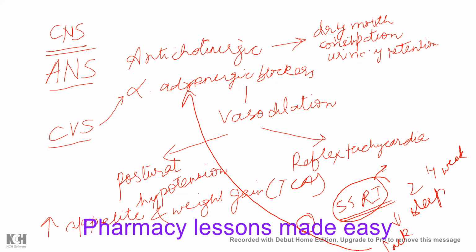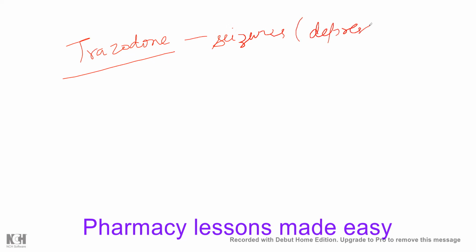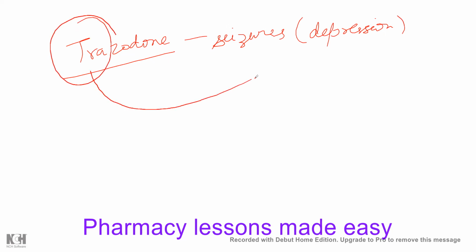Okay, the drug trazodone. This drug trazodone is actually suitable for seizures associated with depression. So it's a tragedy that those patients who were depressed were also having the symptoms of seizures. So to treat that, we usually give trazodone. Okay. So this is actually an important point among the antidepressants. So that's why I'm mentioning it here.